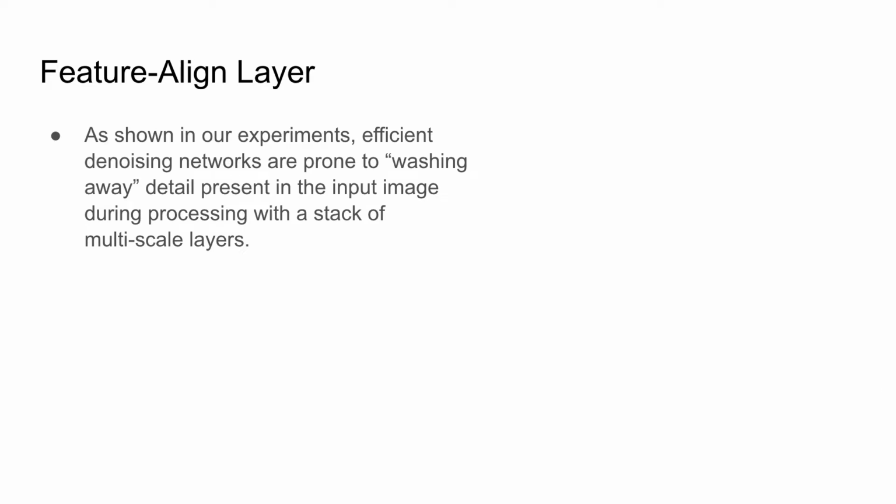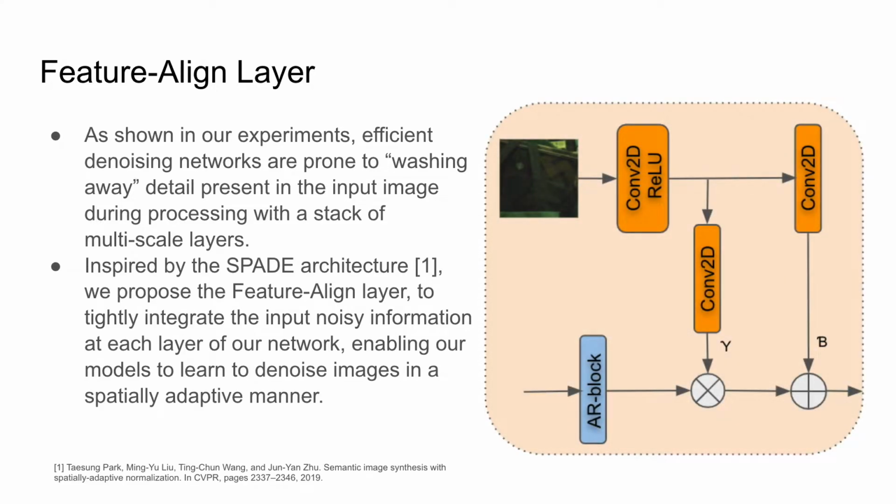We propose the feature-aligned layer of our network. As shown in our experiments, efficient denoising networks are very prone to washing away original input detail present in the input image during the processing with its stack of multi-scale convolution and nonlinearity layers. So inspired by the SPADE architecture, we propose the feature-aligned layer, which integrates the input noisy information at each layer of our network. Specifically, at each ARNet block pass, we apply convolution to the scaled original input image, and this convolution predicts a scale and a bias that is then applied to the output of the ARNet block.